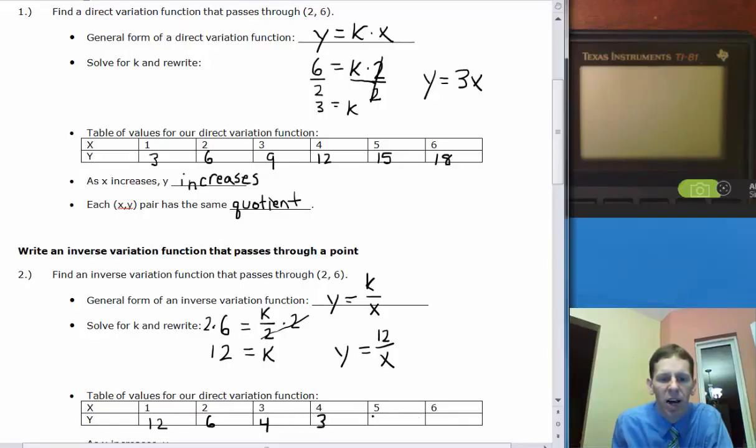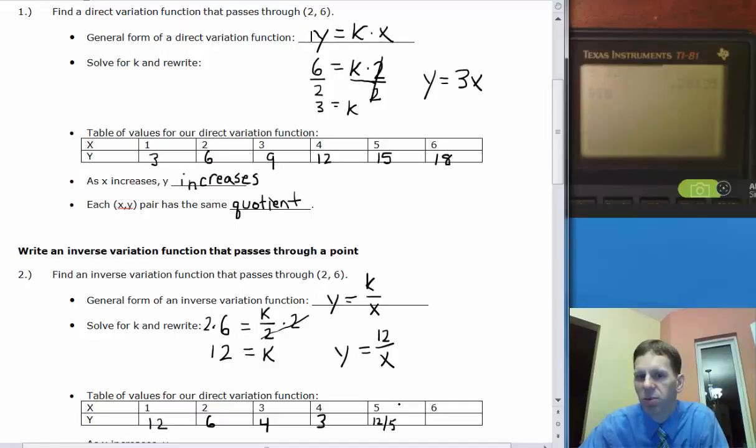12 divided by 5, if you're not sure what that's equal to, you can leave it as a fraction. Or if you want to type it out in your calculator and get a decimal value, that's fine as well. 12 divided by 5 is equal to 2.4. And then finally, 12 divided by 6 is equal to 2.